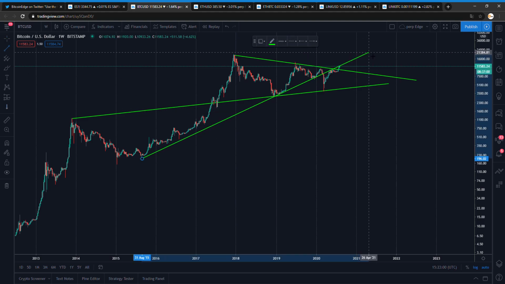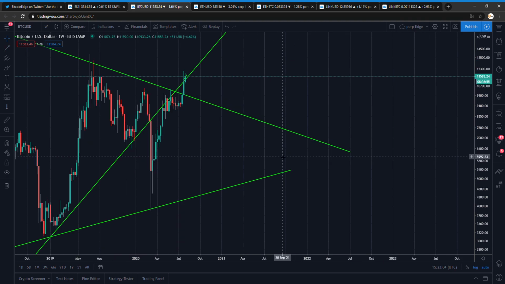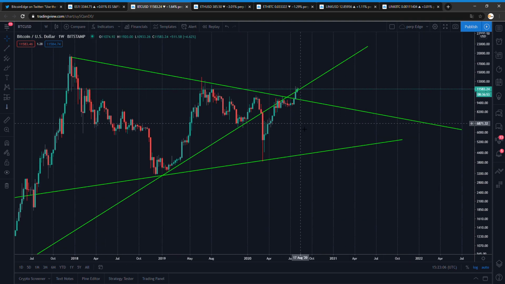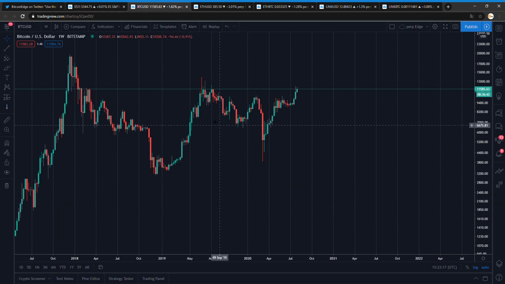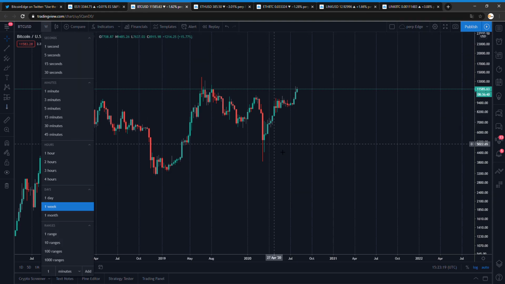You could also draw something like this, and that would say, well, we've kind of broken it. Anyway, we're above this line, and that is very, very bullish. I don't see the price coming back beneath it anytime soon. So let's remove the lines and zoom in a little bit more.